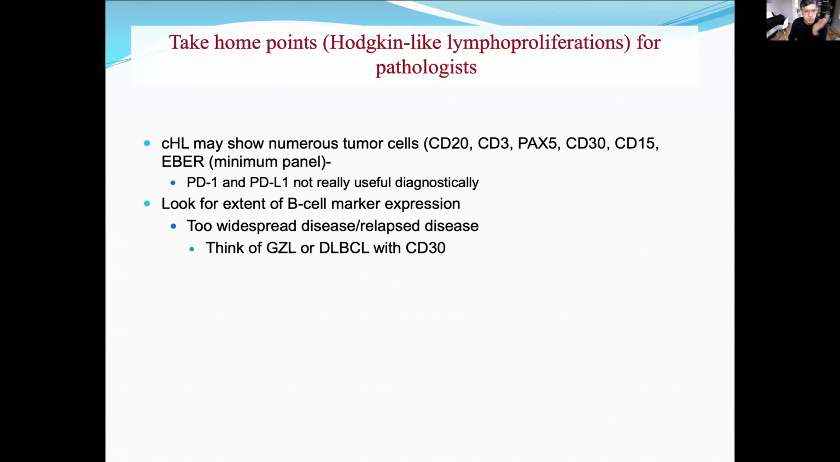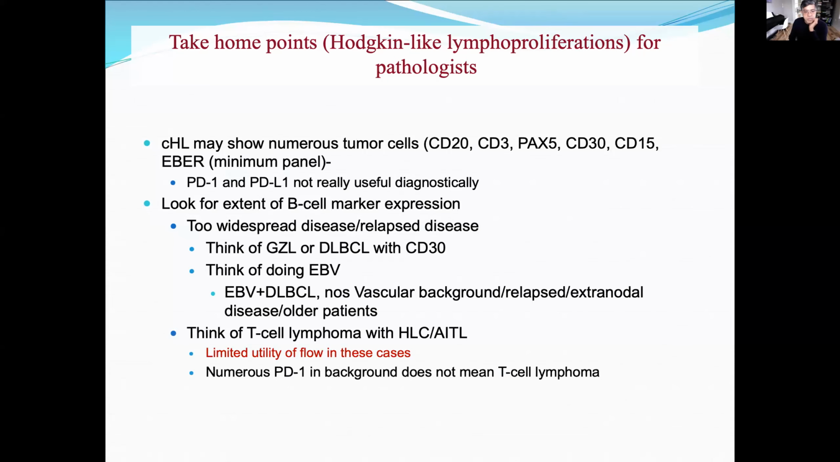Most Hodgkins will show PD-1s in the background. Look for the extent of B-cell marker expression on the Hodgkin cells. If it's too strong and too many B-cell markers are positive and it's relapsed disease, think of gray zone lymphoma. Even if someone has called it Hodgkin on the outside, rethink their diagnosis and possibly think of a large cell lymphoma with CD30. And think of always doing EBV. And if you have EBV and strong CD20, you might be dealing with an EBV positive large cell lymphoma, which is better off treated with R-CHOP.